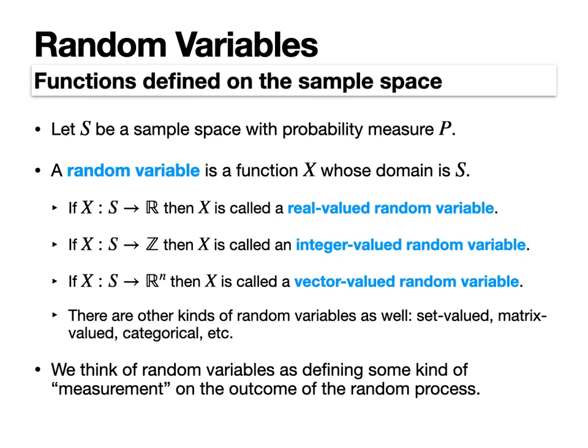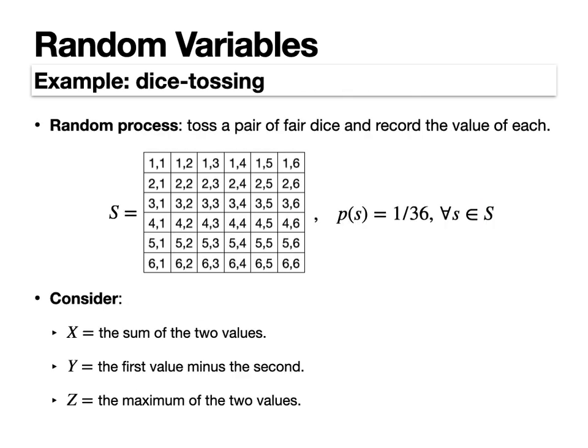So let's take a close look at one example, and as I said, from this point out, we'll be looking at example after example of random variables. Let's look at the dice tossing example. We're going to toss a pair of fair dice and record the value of each, and we've seen this sample space before, the 6x6 grid containing all possible outcomes. And let's think about these random variables. X is going to denote the sum of the two values, Y is going to denote the first value minus the second, and Z is going to denote the maximum of the two values.